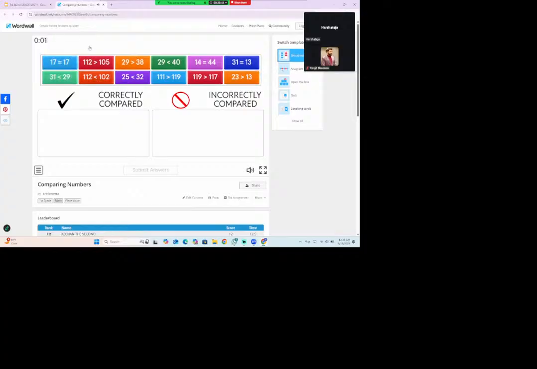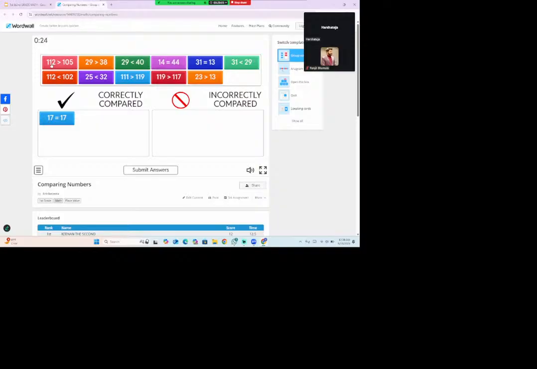Now let's correctly pair these numbers. 17 is equal to 17. That's correct. 112 is greater than 105. So the hundreds place is 1, the tens place is 1 here, and 0 there.